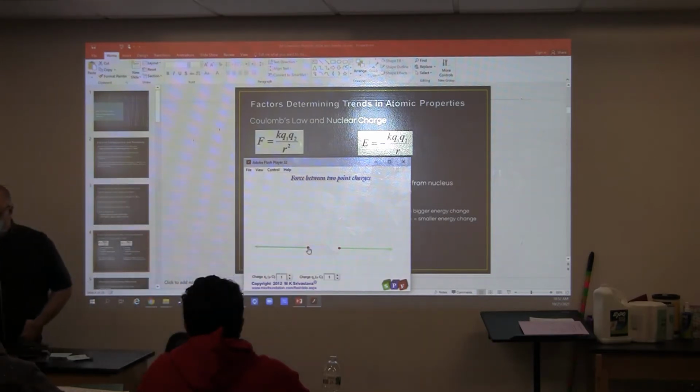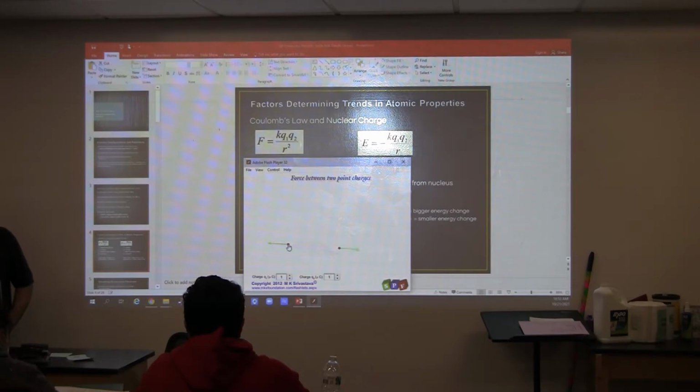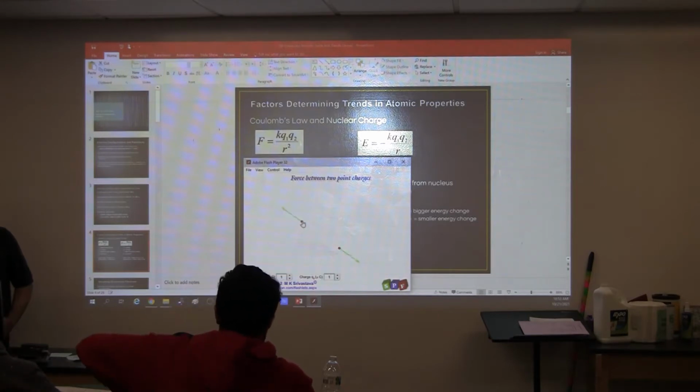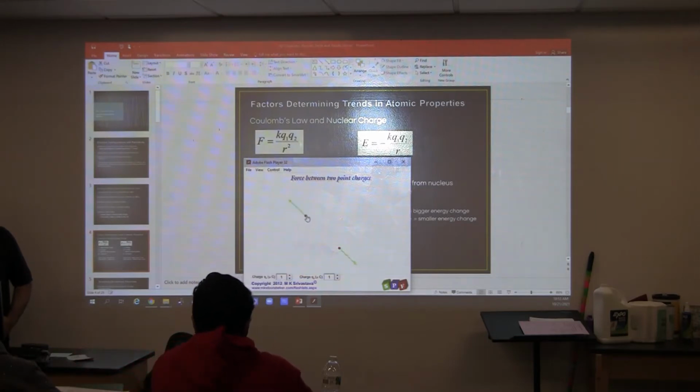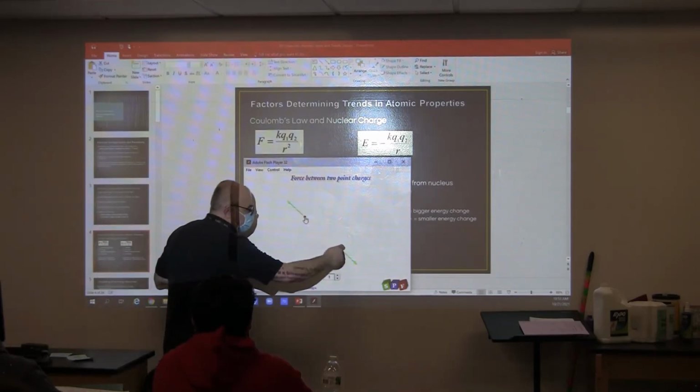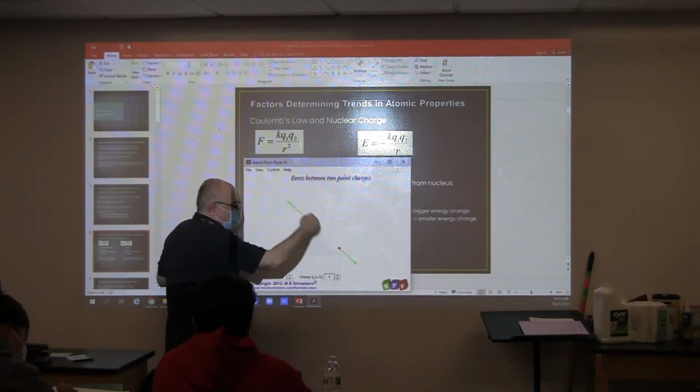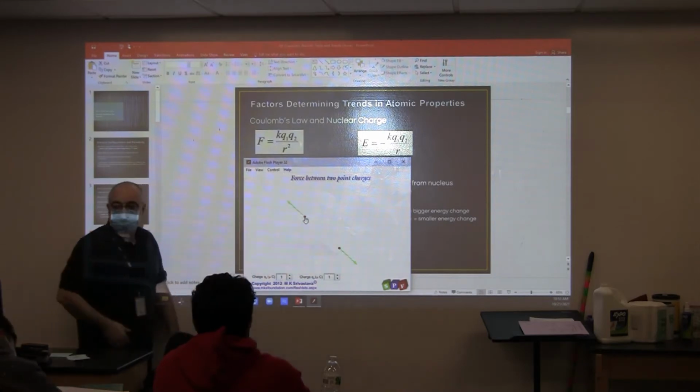As I bring them closer, they repel each other even more. If they're farther and farther apart, they repel less. And notice that as I move one particle relative to the other, the force direction always follows along the line between the particles. Meaning, if you drew a line along the two dots, the arrows always point along that line, right?